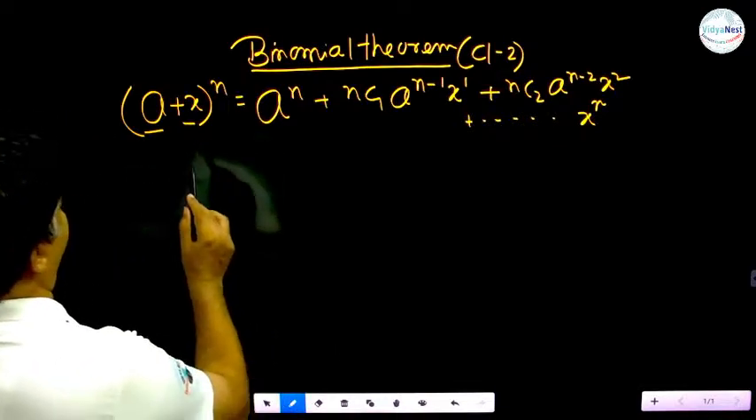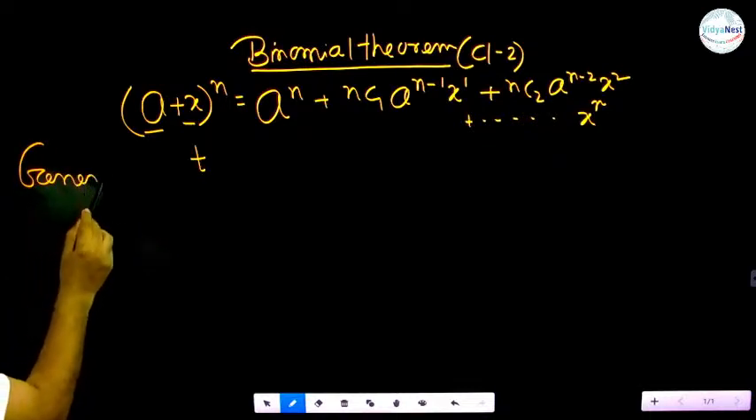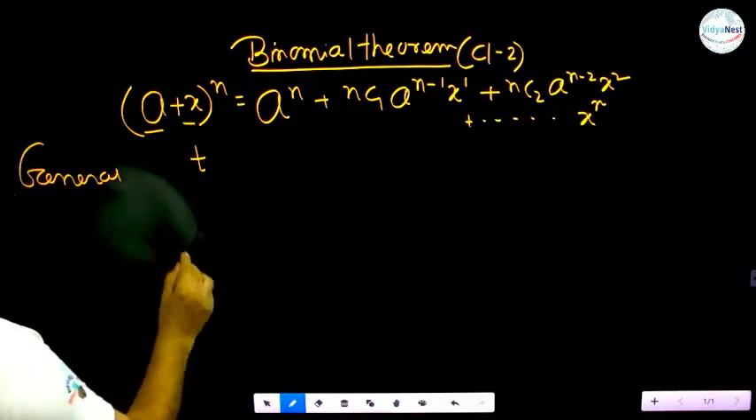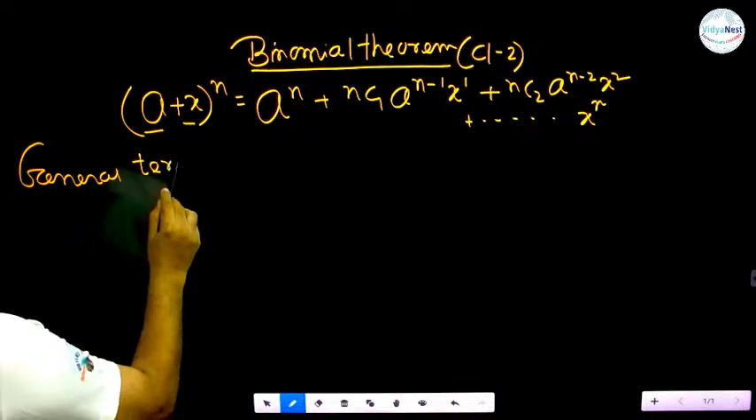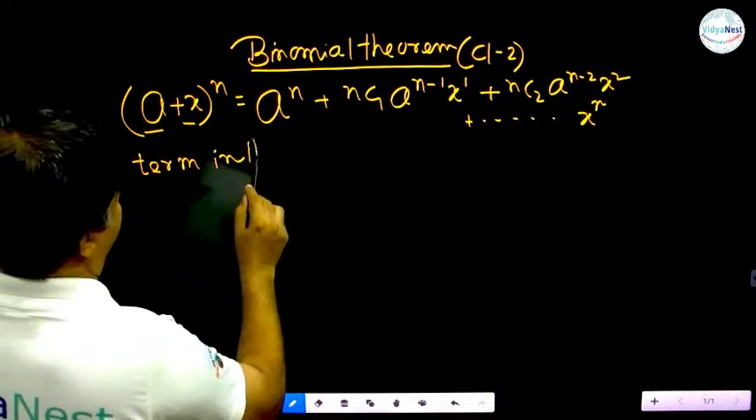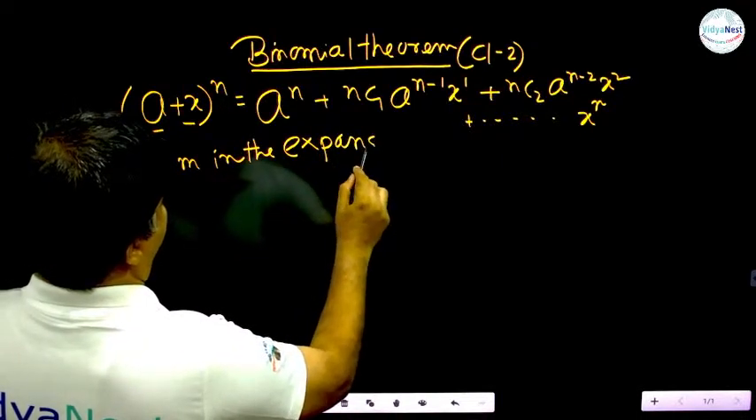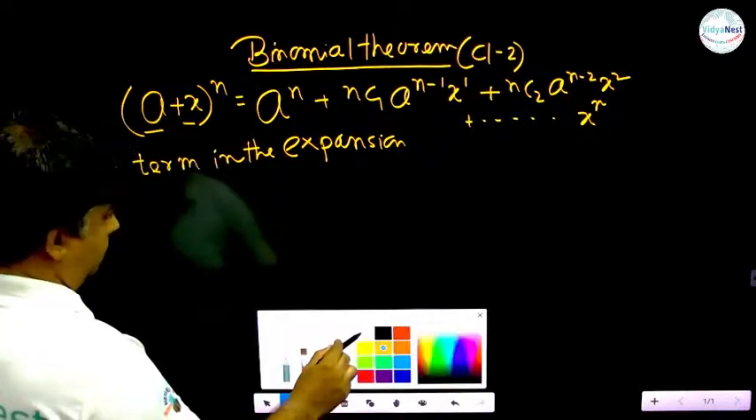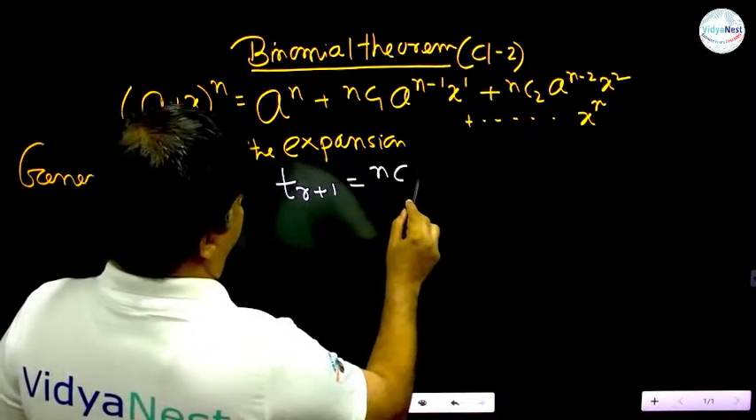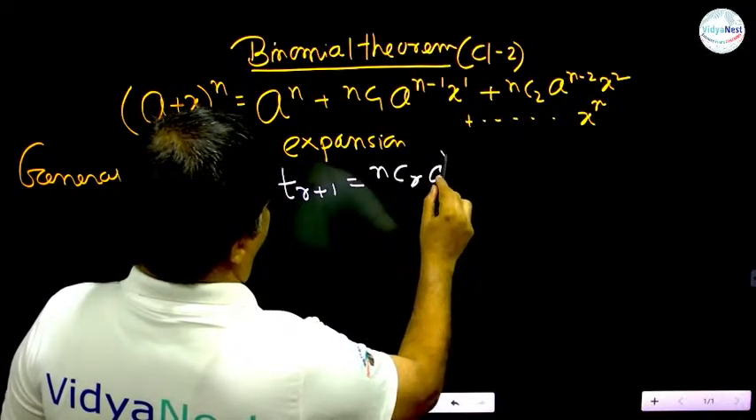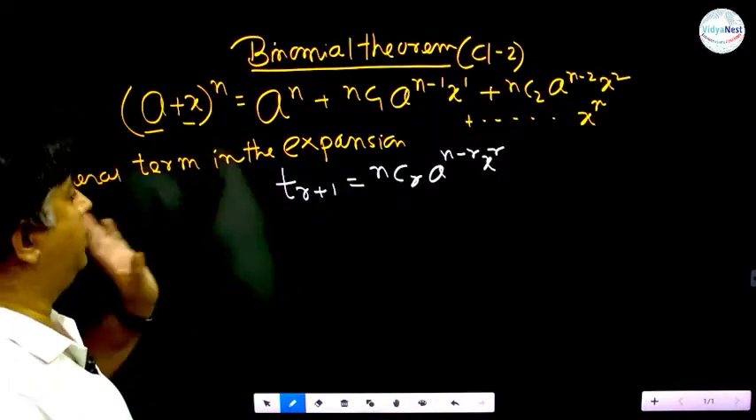Now we got the general term in the expansion, T(r+1) = nCr a to the power n minus r x to the power r. ठीक है, ये लास्ट डे ये हुआ था.